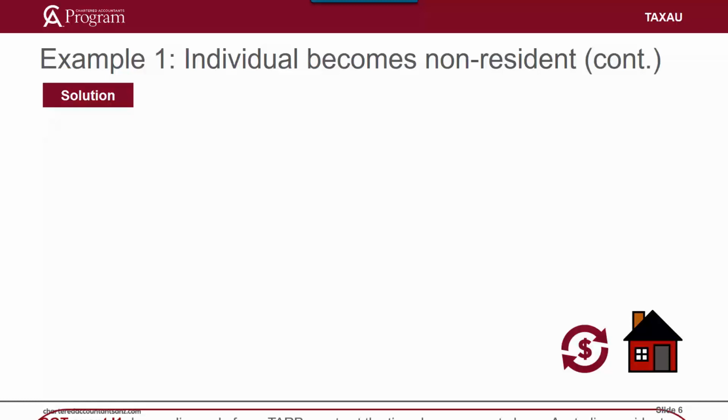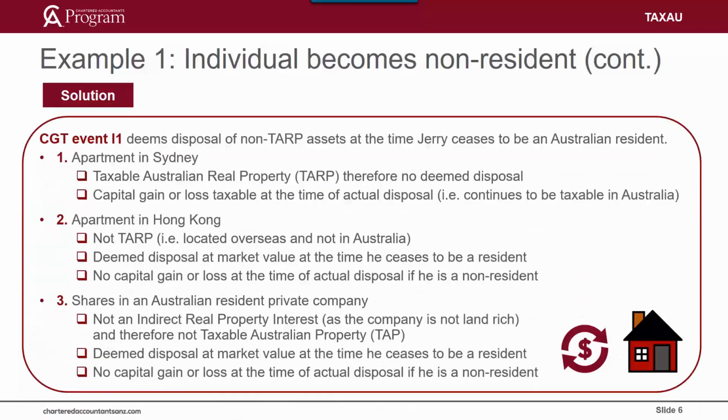Let's review the solution. Once Jerry is a non-resident taxpayer, only his taxable Australian property, or TAP, will be taxable in Australia.